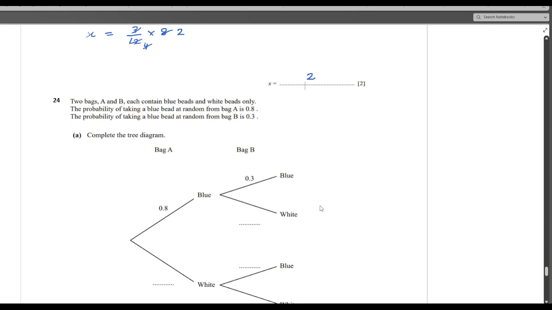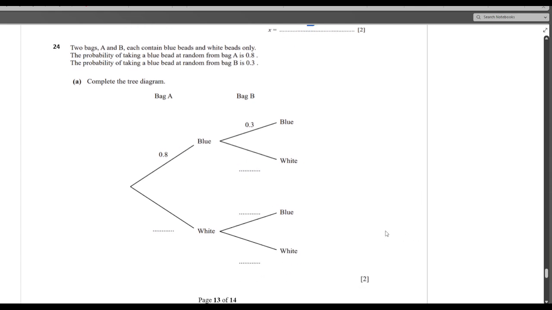Two bags A and B each contain blue beads and white beads. The probability of taking a blue bead at random from bag A is 0.8. The probability of taking a blue bead at random from bag B is 0.3. Complete the tree diagram. So we know that the sum of these two is going to be 1. So if this is 0.8, this is 0.2, then here it is 0.3, it is going to be 0.7. For blue bead, we know that if I am taking it from bag B, it is 0.3. So 0.3, 0.7.